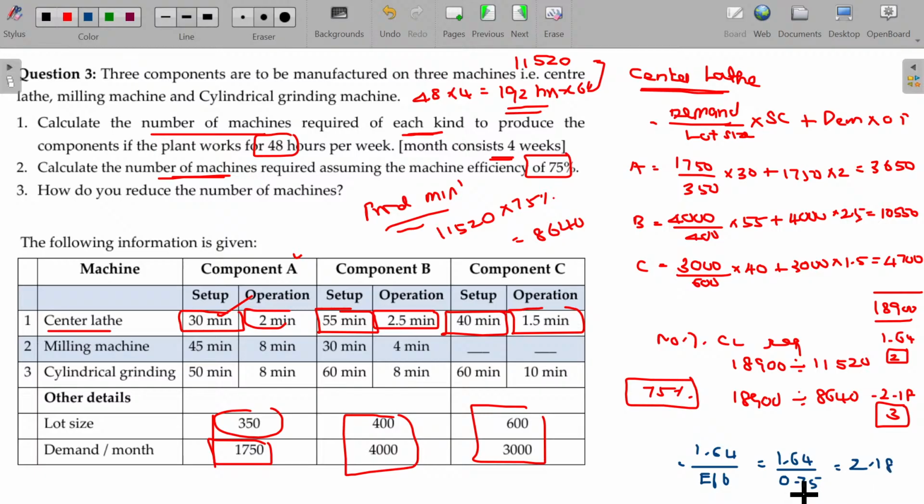Rather, you can calculate the productive minutes available and then proceed, or calculate as per the regular one without considering inefficiency as well as underutilization. Thereafter, divide that by the utilization value. Then you will get the same answer. This is also equal to 3. Clear?